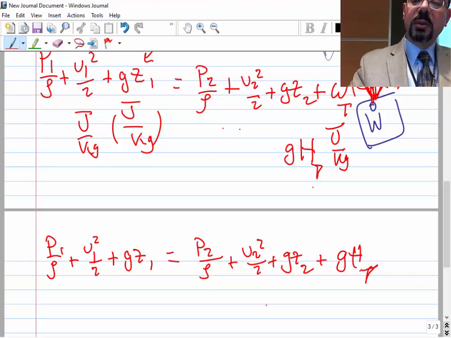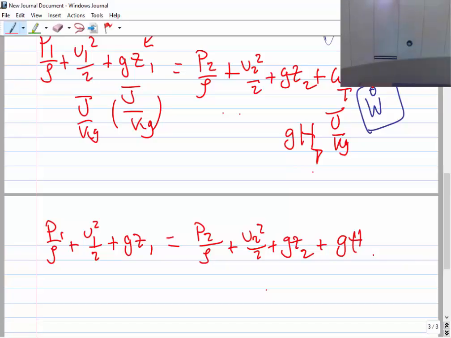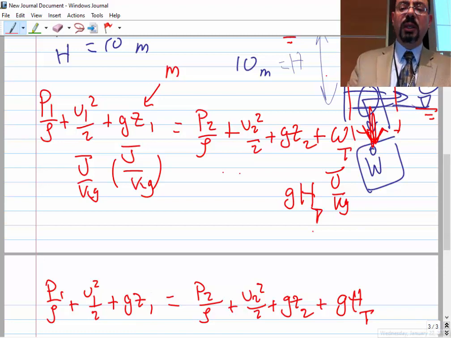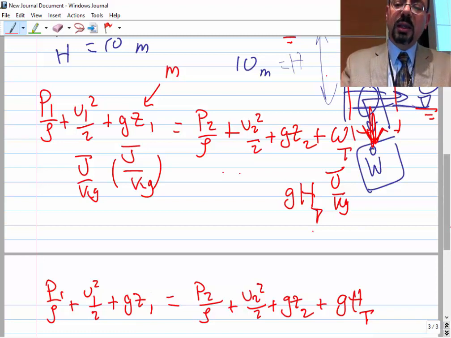GH turbine. Why? Okay. GH turbine. Okay? This, what we wrote right now, is basically assuming that there is nothing being lost in the process.